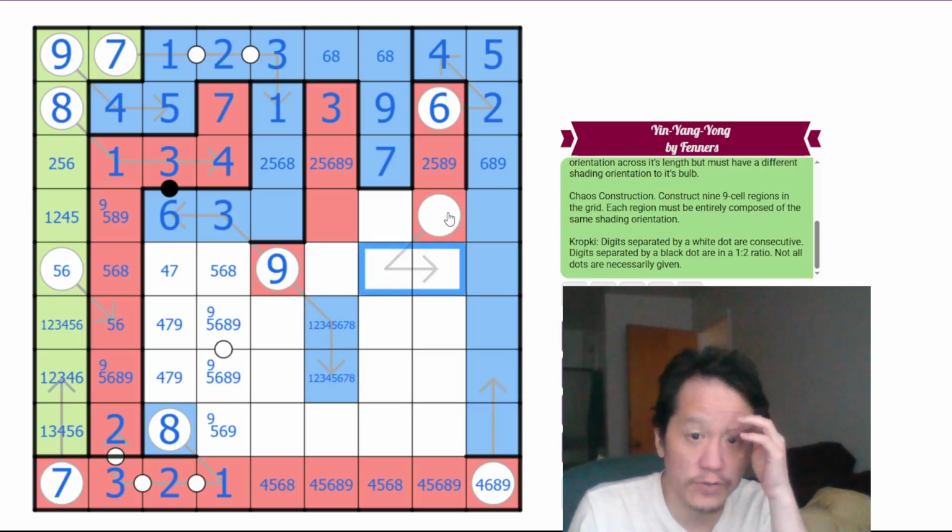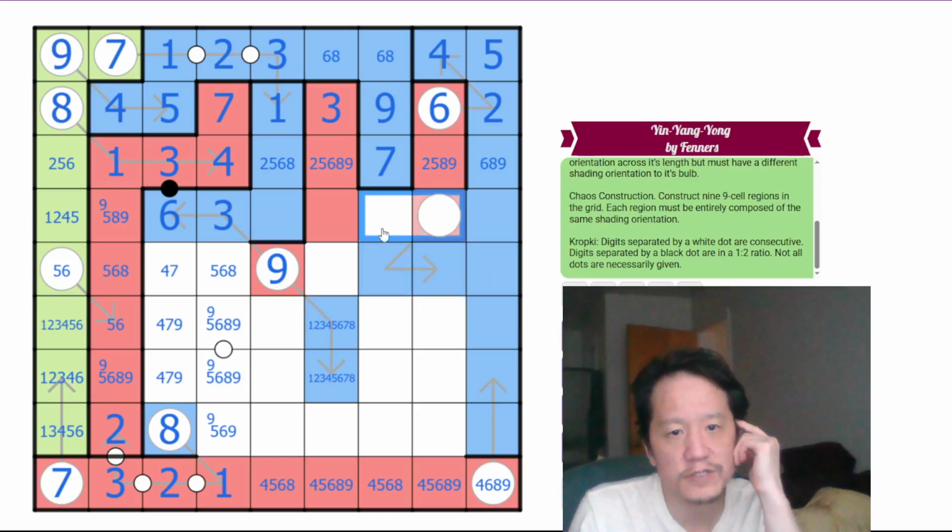These are different coloring shadings than this. So this is blue, which means this does connect this way. This has to connect this way then. So we have 1, 2, 3, 4, 5, 6, 7, 8, 9. So that's a region in itself.